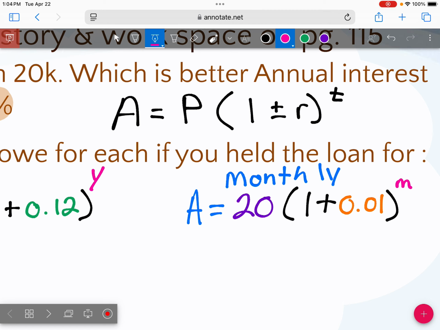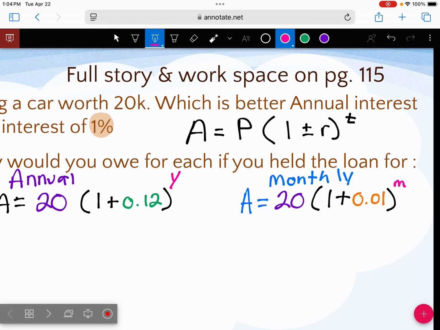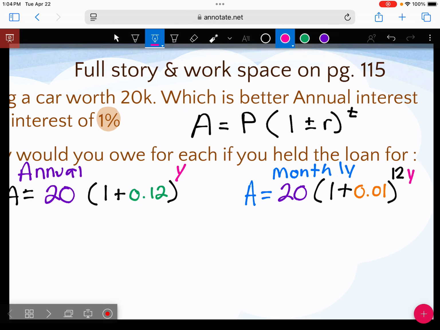So you can either do it just like that and think it each time, or if we want to put in years just to make things match up, how many months are in a year? 12. So I could do 12 times however many years it's going to be. That way I can compare the same thing. You don't have to do that. If you want to type in months, totally valid.